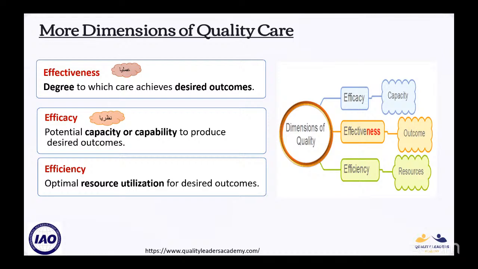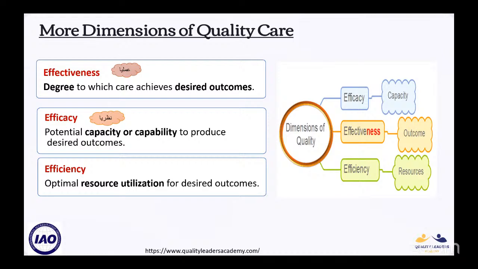But if hospital A does with an average length of stay for 5 days and the cost is $25,000 for that particular case, and hospital B does that in 3 days with $18,000, which one do you think is more efficient? Obviously, hospital B, because they are getting the same outcome with less resource use. Okay, that's optimal resource utilization for desired outcomes. That's efficiency for you.